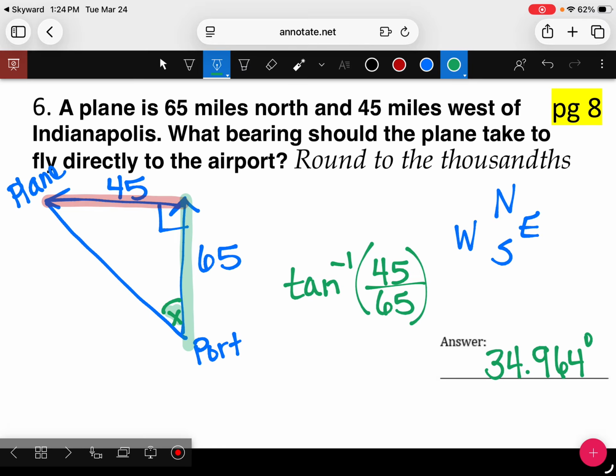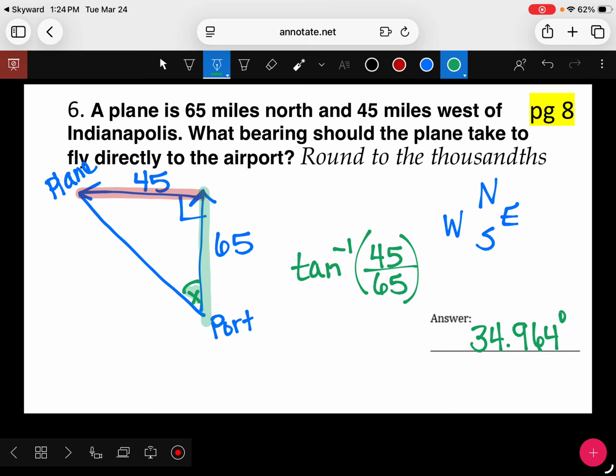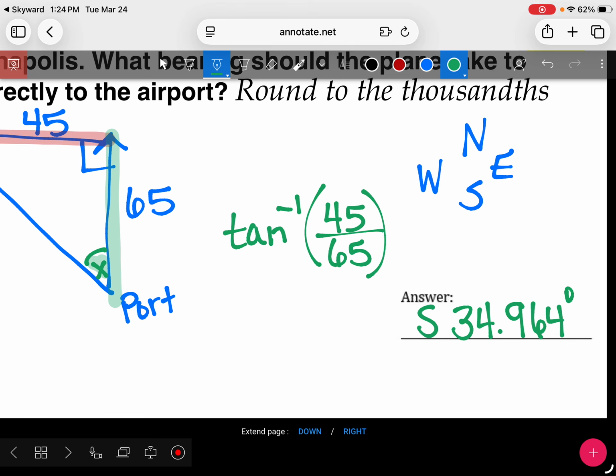And what direction are we heading back? South and east. Yep, 0.964.